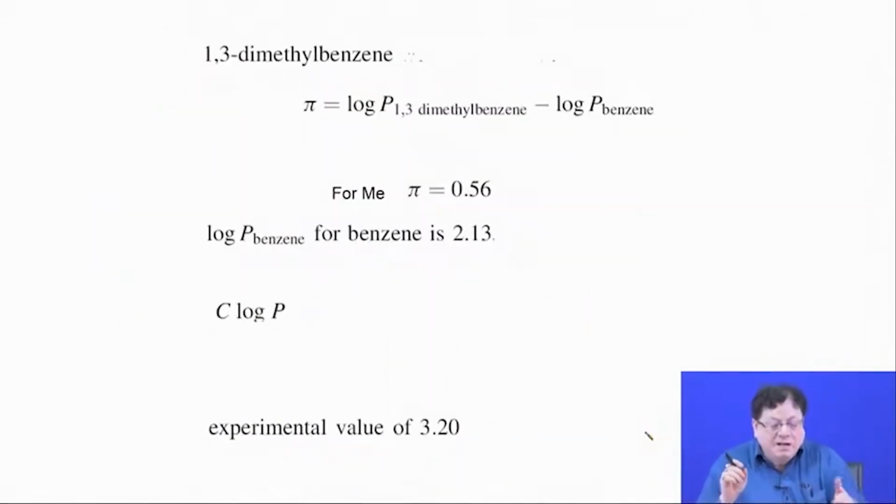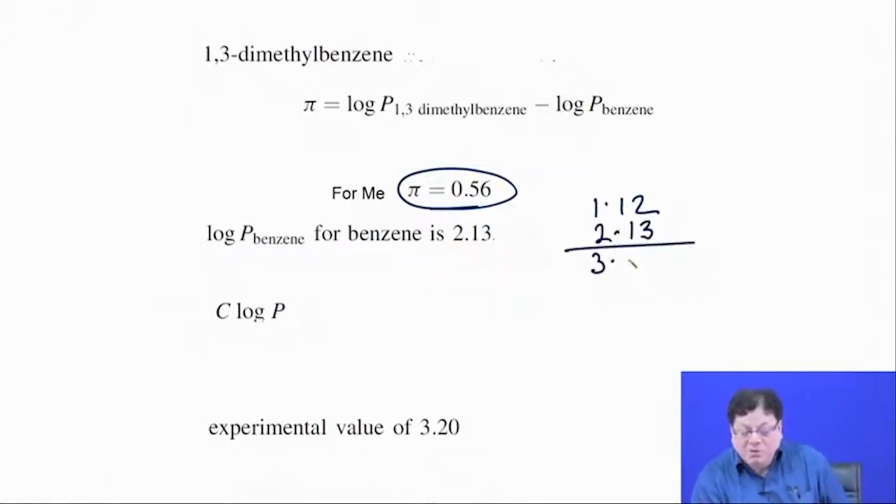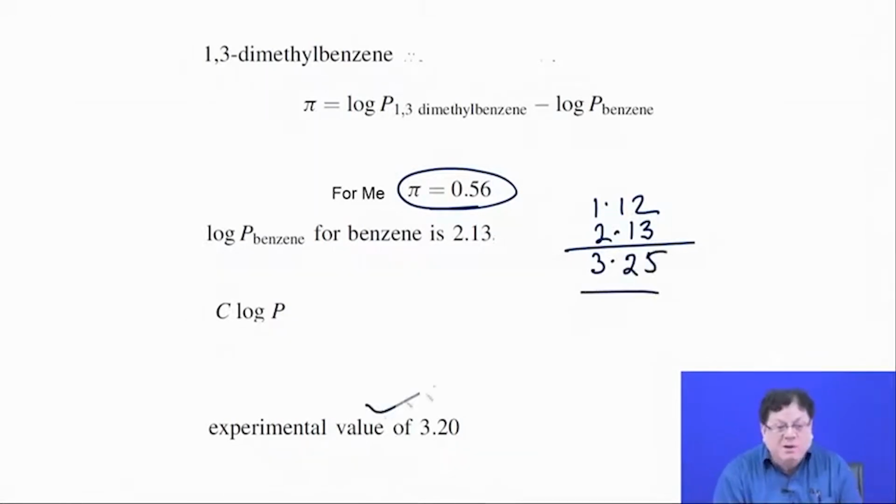This is another example, 1,3-dimethyl benzene. I told you about hexamethyl, this is 1,3-dimethyl. So, that will be what? Benzene plus the hydrophobicity of 2 methyls. For 1 methyl it is 0.56, for 2 methyls that will be 1.12. So, that will be 1.12 plus 2.13, which is 3.25. And what is the experimental value? See, 3.20, very close. Now, this is what is called C log p.